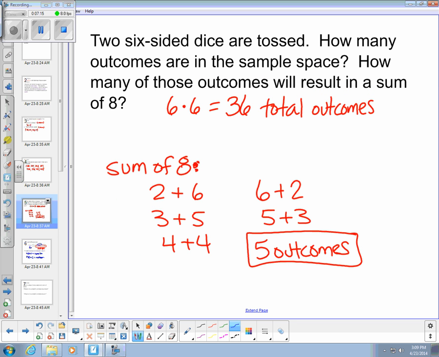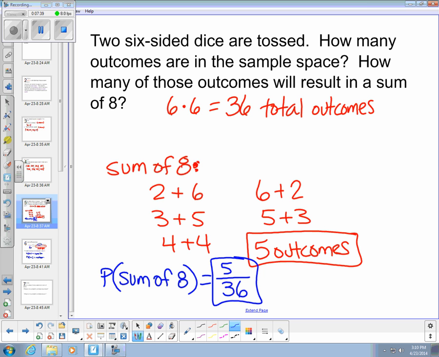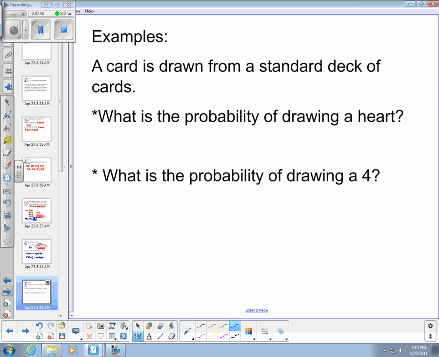Okay, let's go back to our example with the 2 dice. What would be the probability that I would roll something that gives me a sum of 8? Well, my top number is the number of outcomes that will give me an 8. So that was 5. And the bottom is the total number of outcomes, or 36 different ways the dice can land. And then if that reduces, you want to reduce it. 5 over 36 does not reduce.